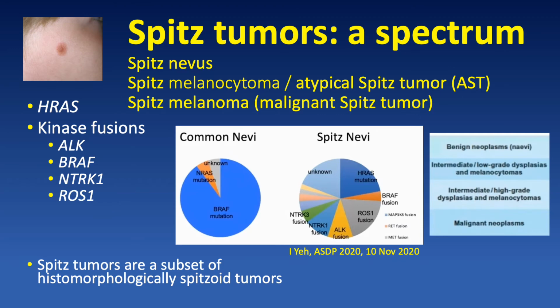And any one of these points along the benign, intermediate, or malignant spectrum may have alterations in one of these pathways. Significantly, these pathways are mutually exclusive from those found in other common acquired nevi, the majority of which are associated with BRAF V600E mutations. We can see that in the Spitz tumor spectrum, it's a multicolored pie chart, which includes as only a small part of it, not BRAF mutations, but BRAF kinase fusions, along with a variety of other kinase fusions and HRAS.